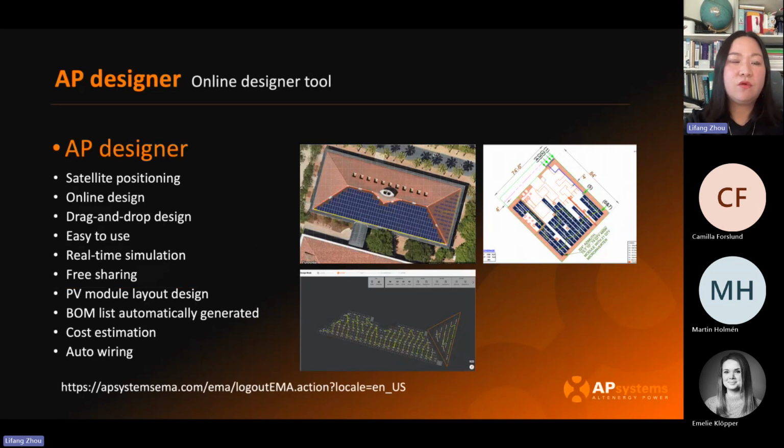AP Designer is our new software. It uses satellite imagery, which means we can use Google to get the location, like all the other software such as PVSyst, SolarEdge or ESTake. You just input the address and we can see the roof information, and it's an online designer. As long as you have our EMA account, energy management analysis account, it's embedded in there.